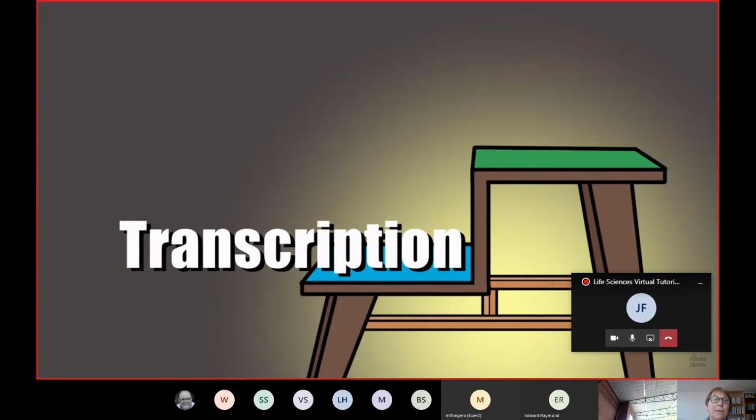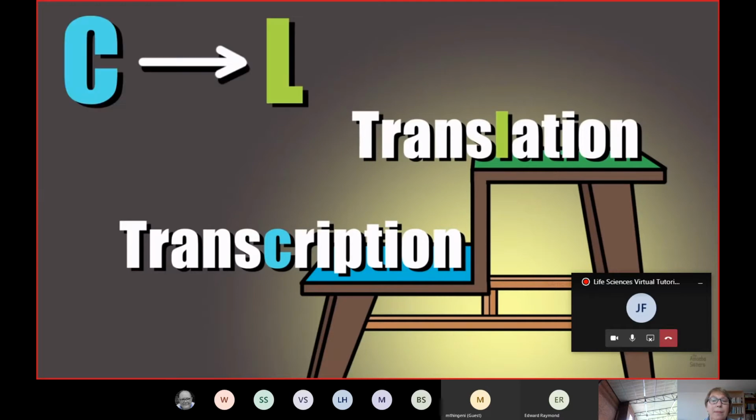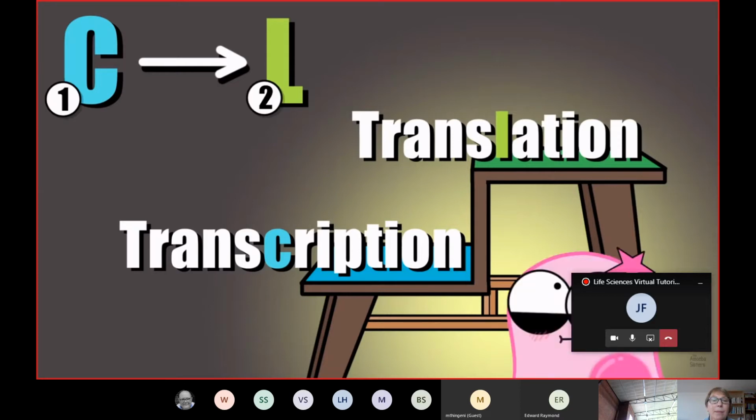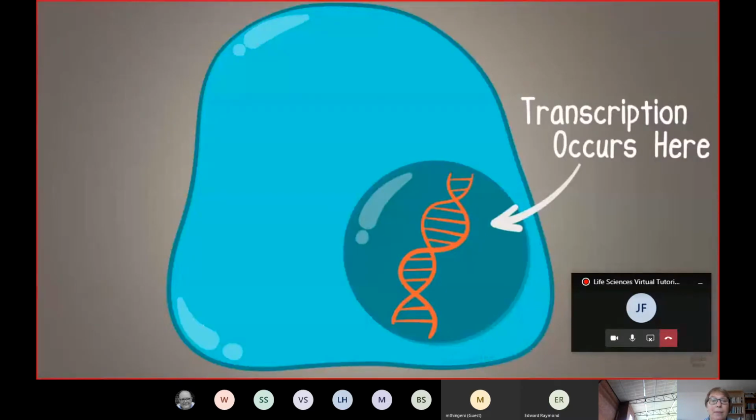In protein synthesis, we can look at two major steps. One is transcription and the other is translation. Transcription has a C in it and translation has an L in it. I remember that C comes before L in the alphabet, which helps me remember that transcription comes first. I like a lot of alphabet mnemonics. Now, transcription is when we're going to transcribe the DNA into a message. In your cells, the DNA is in the nucleus, so therefore we're doing transcription in the nucleus.